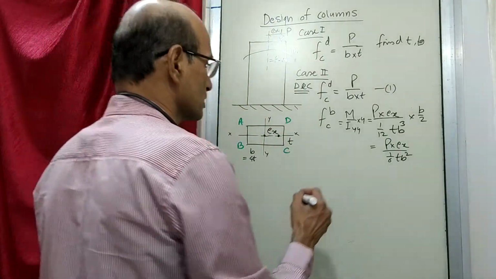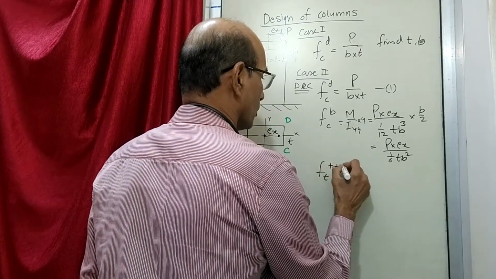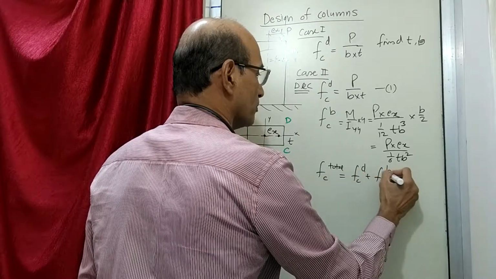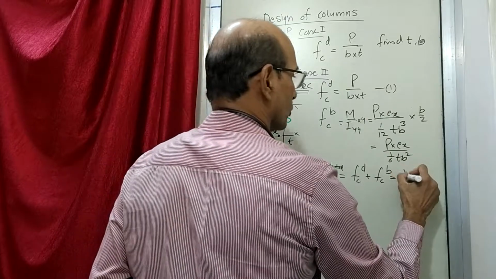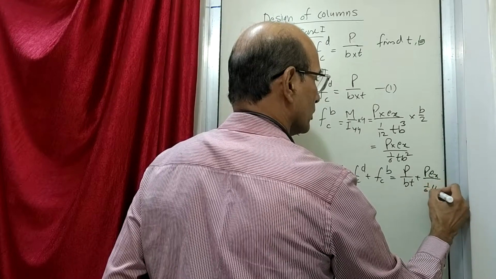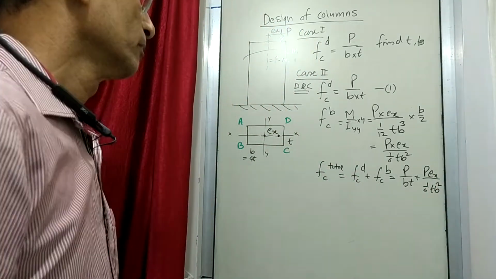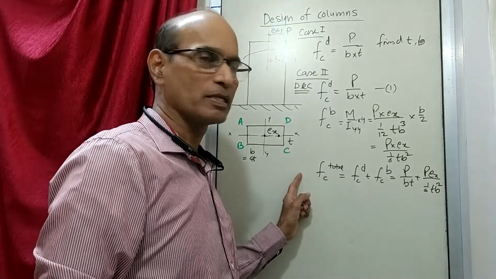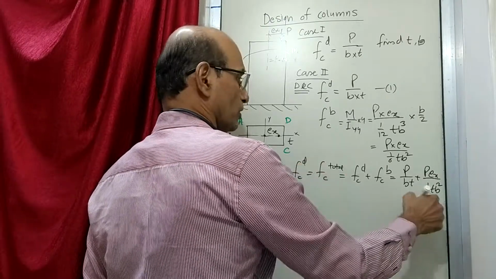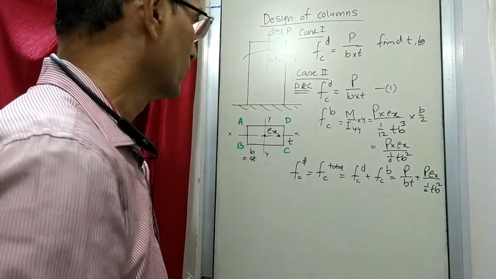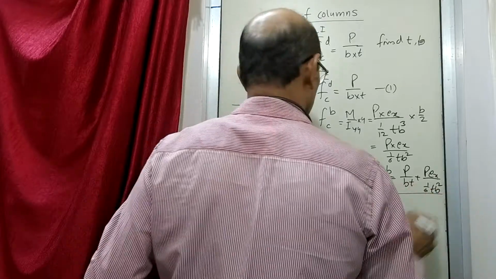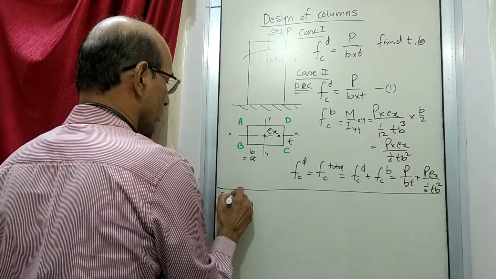And the total stress, Fc total, is equal to Fc direct plus Fc bending, which is this plus this. So P upon B T plus P into Ex upon 1/6 T B square. And this is equated with the design compressive stress, and you can find out T and B. Okay, that was case 2. Now case 3.